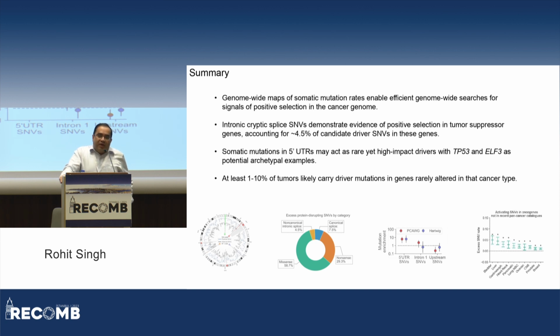And the other part is that in somewhere between 1 to 10% of tumors, there probably are rare driver mutations coming from well-known oncogenes or tumor suppressor genes. And this, for example, might have therapeutic implications because you might be able to use medications designed for that particular oncogene in a cancer where you typically don't think it to be active.